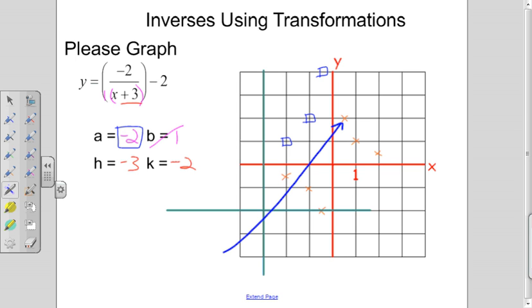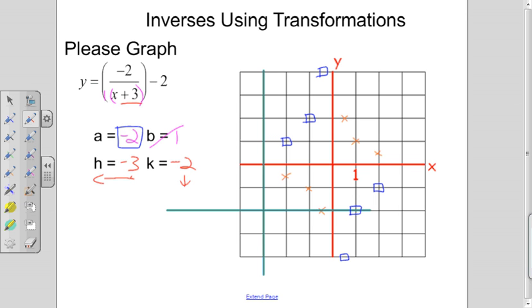This output of 2, when multiplied by negative 2, becomes negative 4. This output of 1, when multiplied by negative 2, becomes negative 2. And then this output of 1/2, when multiplied by negative 2, becomes negative 1. Now, the last piece I need to do here is my shift, which is going to go 3 to the left and 2 down.